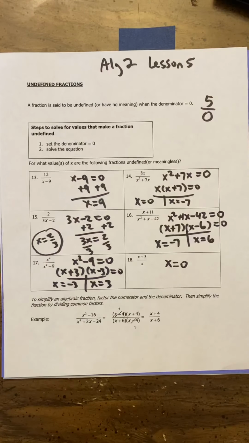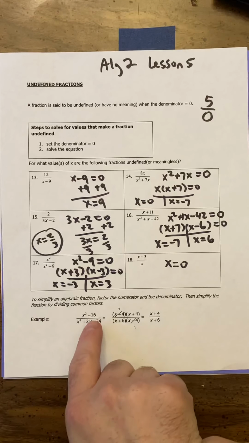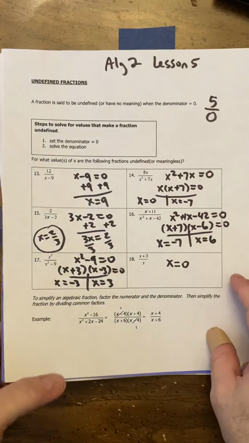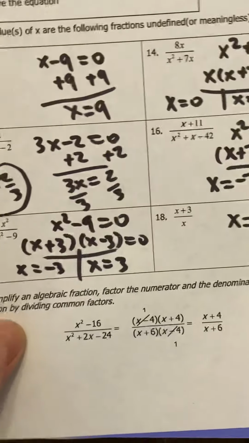All right, the other thing we're going to do in this video is simplify these rational expressions. So we got this fraction here, x squared minus 16 over x squared plus 2x minus 24. I don't know how well you can see this. I'm going to hold it up closer to the camera for you.